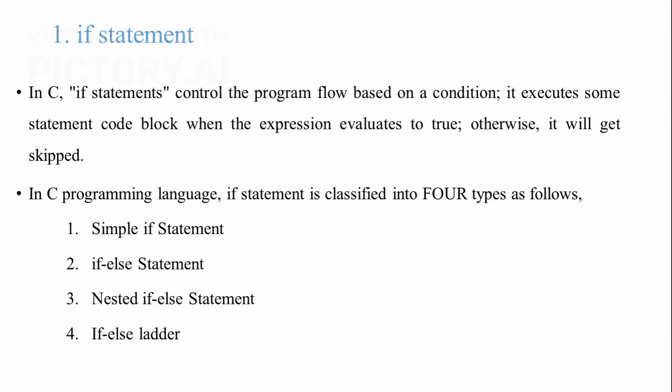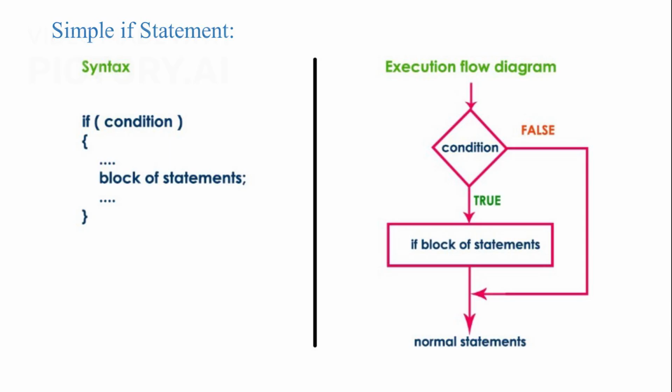The if statement in C controls program flow based on conditions. It includes simple if-else, nested if-else, and if-else ladder types. A simple if statement checks a condition and executes a block of statements if true. The execution flow diagram shows how conditions are evaluated.